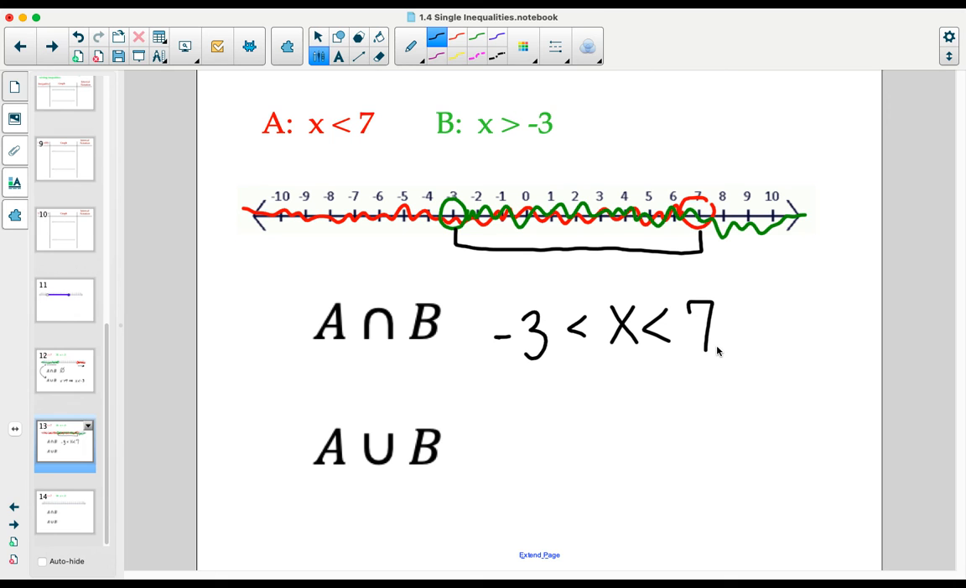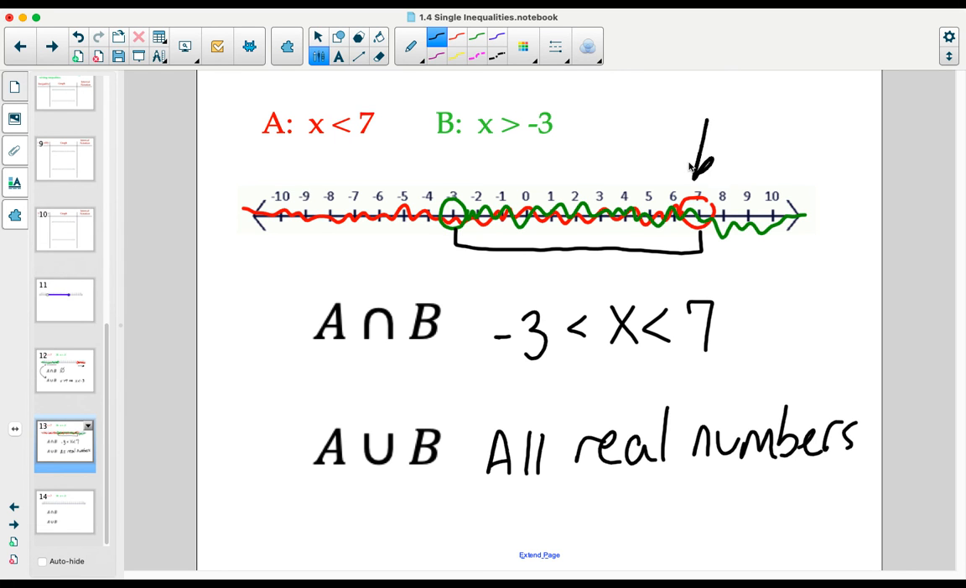The union of the two examples would be anywhere that is touched by either of the shading. In this case, the entirety of the number line is touched. So everything, all real numbers, make up our solution set for this particular union. And before you think to yourself, well, we left out the 7 and the -3, they weren't shaded. They actually got shaded by the other inequalities. -3 got shaded in red, and 7 got shaded in green. And now they also became part of the solution set.